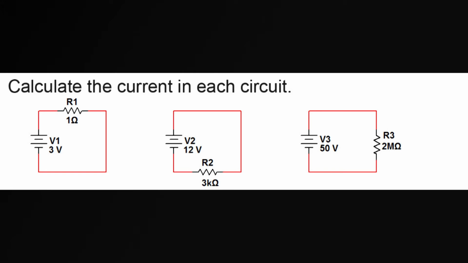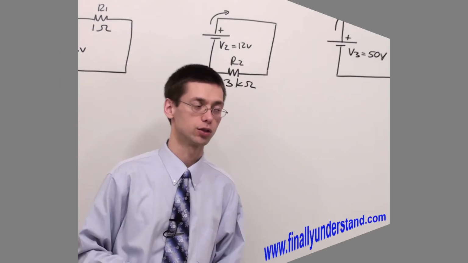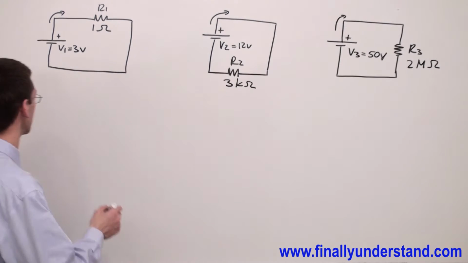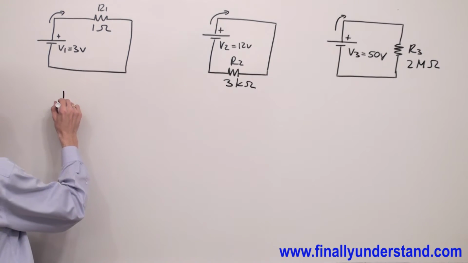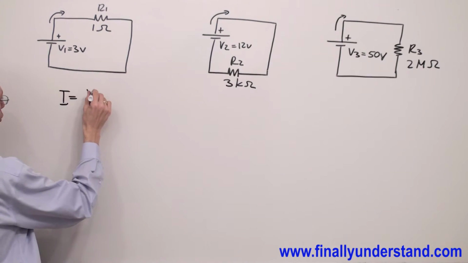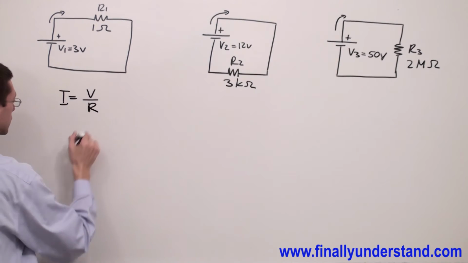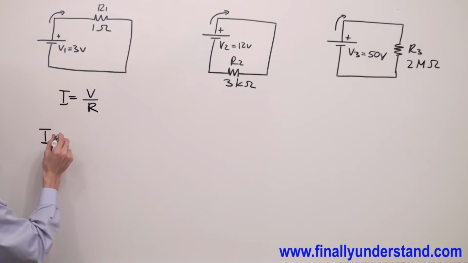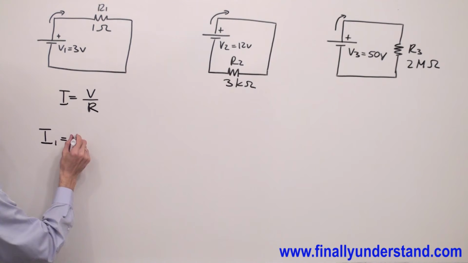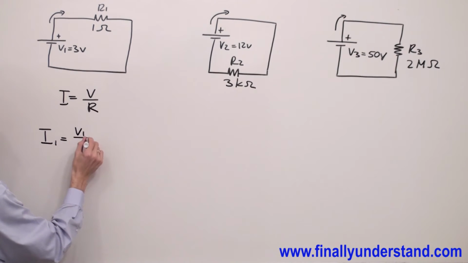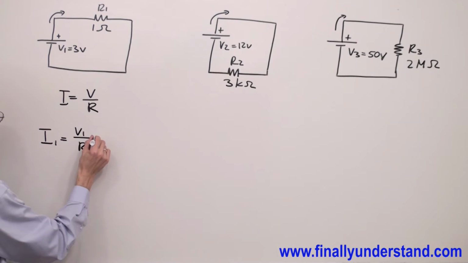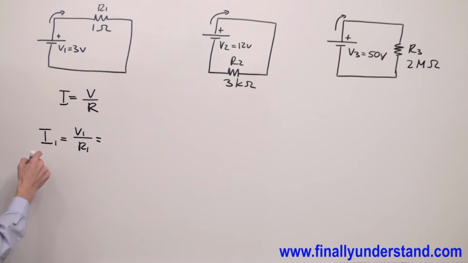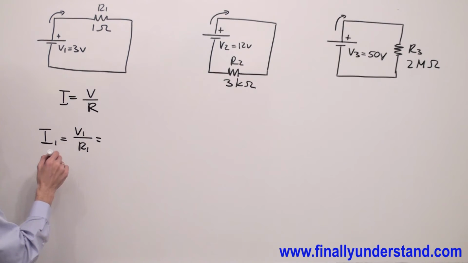Let's take a look at these circuits. This time we're supposed to find the current in each of them. Of course, we're going to use Ohm's law. Ohm's law says current is equal voltage over resistance. In this case, I'm going to have I1 equals V1 over R1. Again, let me remind you, write the formula first, always.